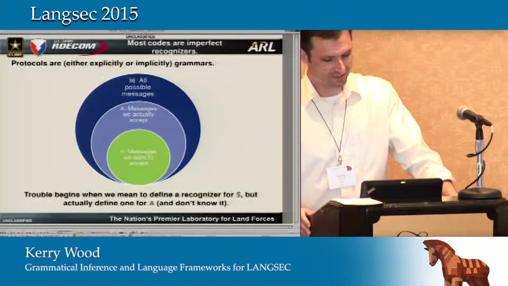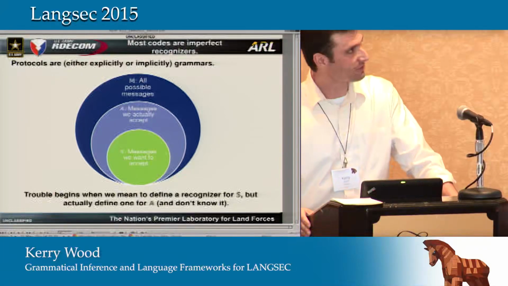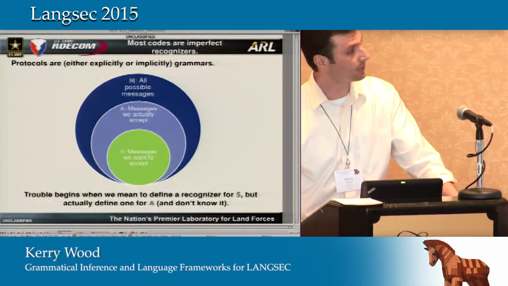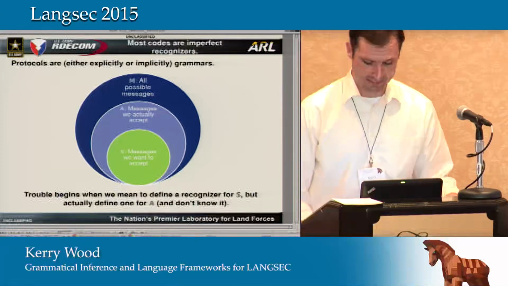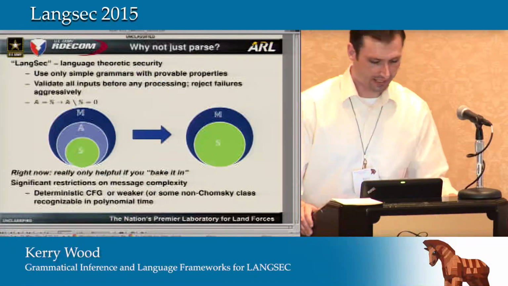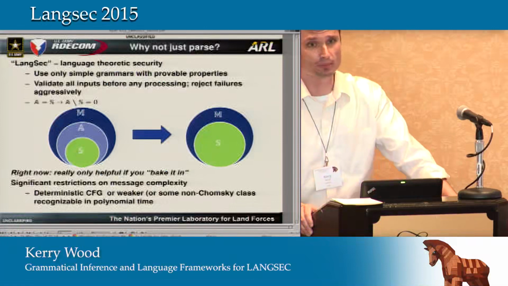The trouble begins when we need to define the recognizer, but we actually define one for the top one. And that's what we do most of the time, right? So we define this one, we mean the little green ball, and exploits. We'd love to use only simple grammars with provable properties.